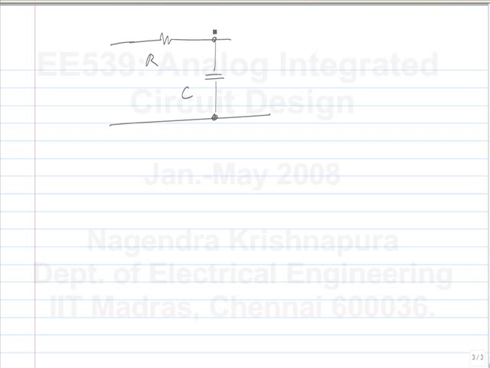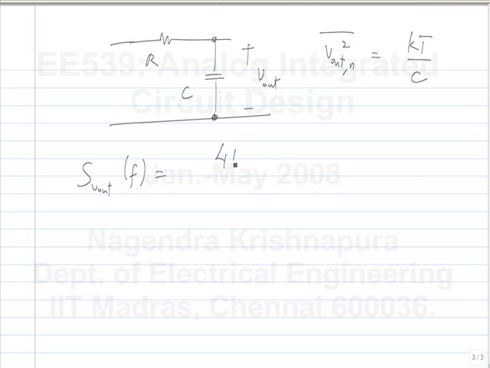kT by C. So output noise voltage square RMS is kT by C. What is the spectral density? For kTr by, yeah. Everyone got this?